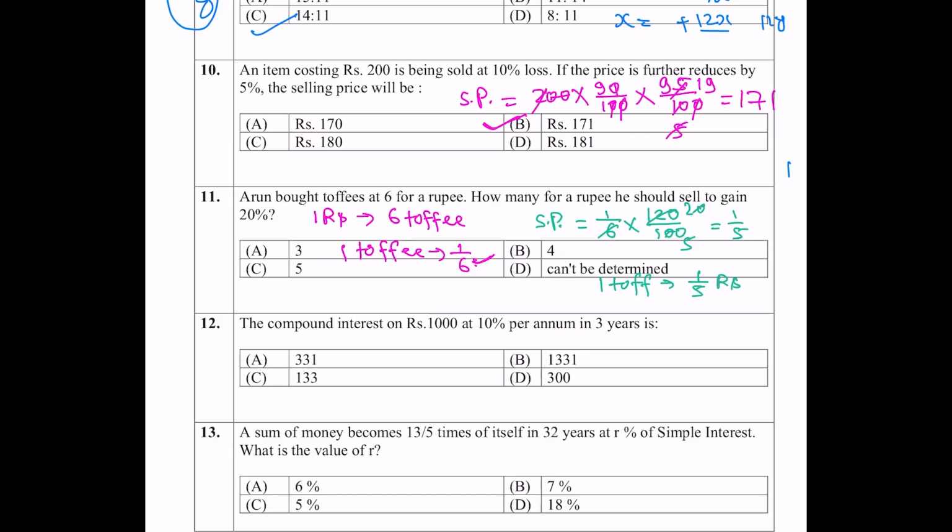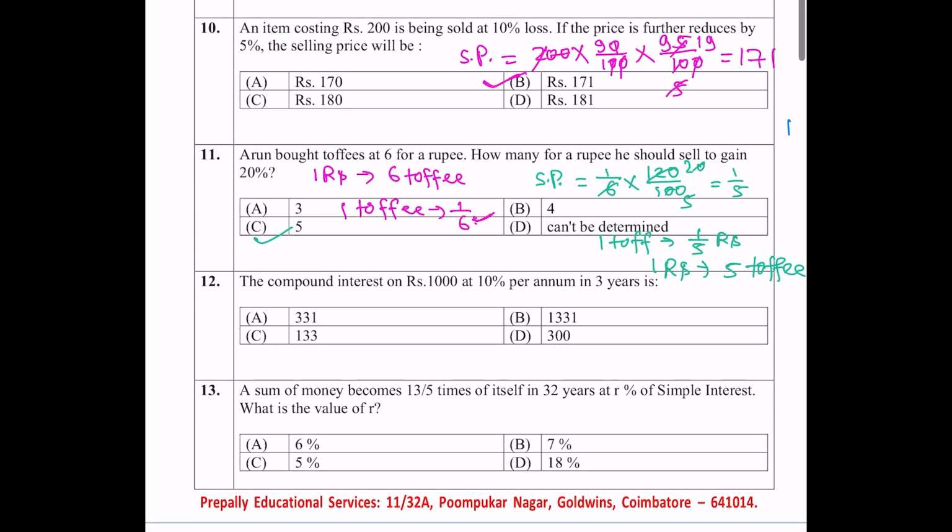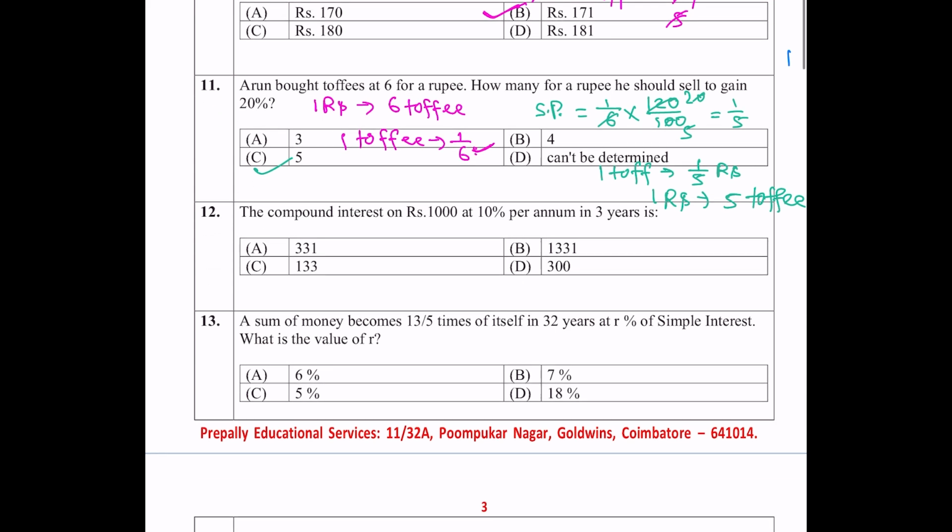So we can find out in 1 rupee how many toffees he must sell to get the 20% profit. It means in 1 rupee he must sell 5 toffees. So here we are getting option C is the correct one. For getting a 20% profit, you have to sell 5 toffees for 1 rupee.